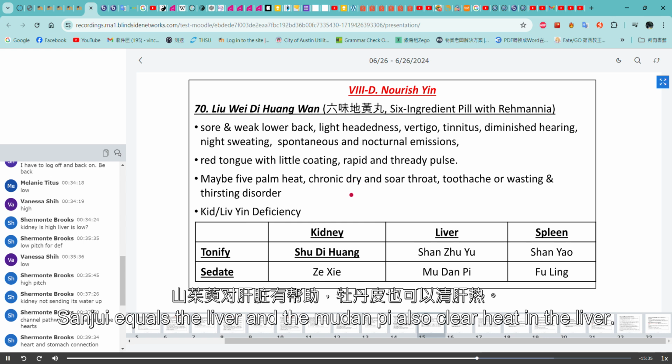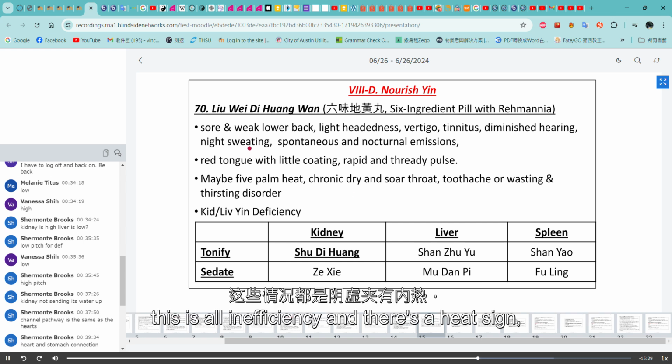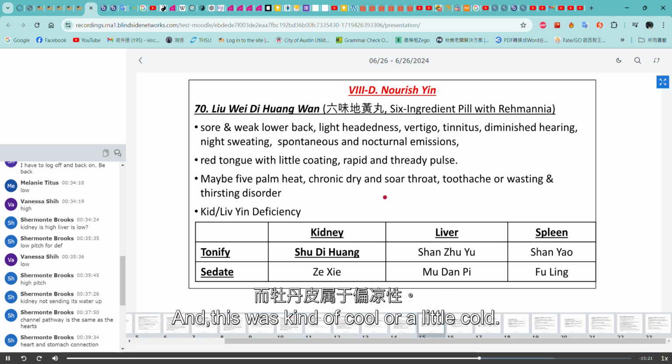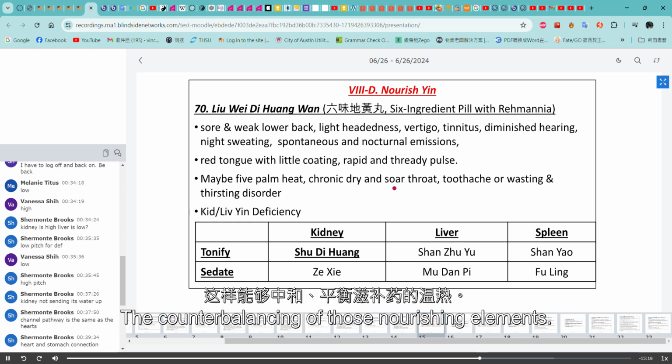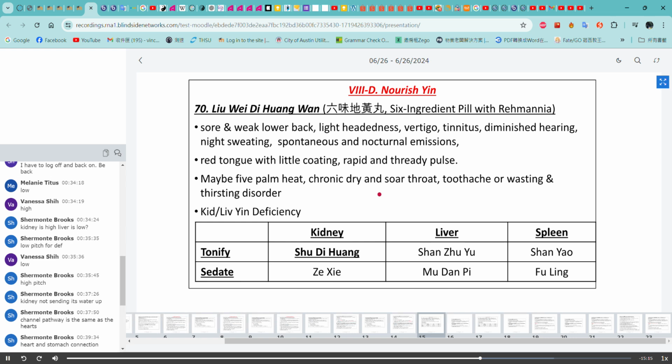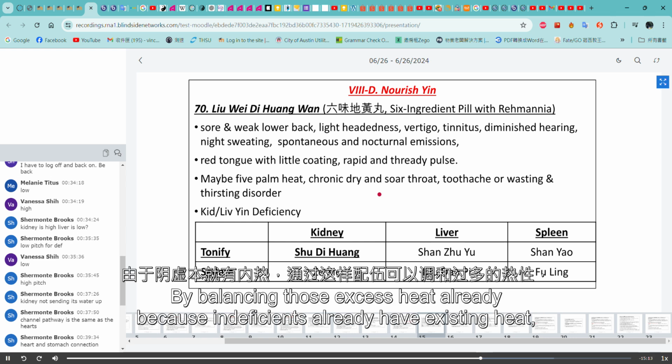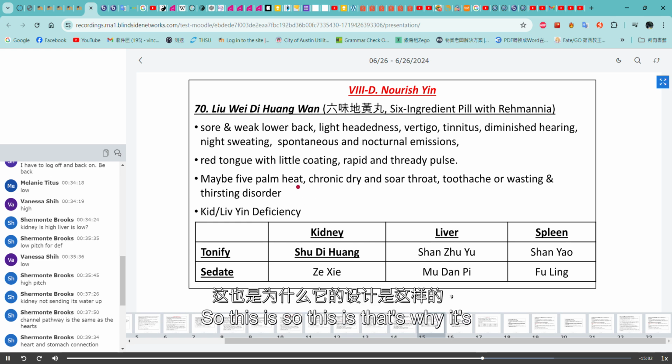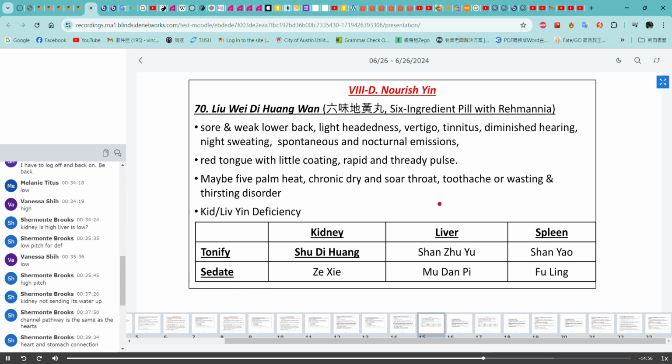Shan Zhu Yu goes to the liver, and the Mu Dan Pi also clears heat in the liver. Because this is all yin insufficiency and there's a heat sign, right? These herbs are rather warm or neutral, and this one is cool or a little cold, counterbalancing the nourishing elements by balancing the excess heat, because yin insufficiency already has existing heat, plus the warm herbs aggravate it, but they can counterbalance those warming things. So remember, this is a pair: Shu Di, Ze Xie, Shan Zhu Yu, Mu Dan Pi. They go to the liver. Shan Yao, Fu Ling, the spleen.